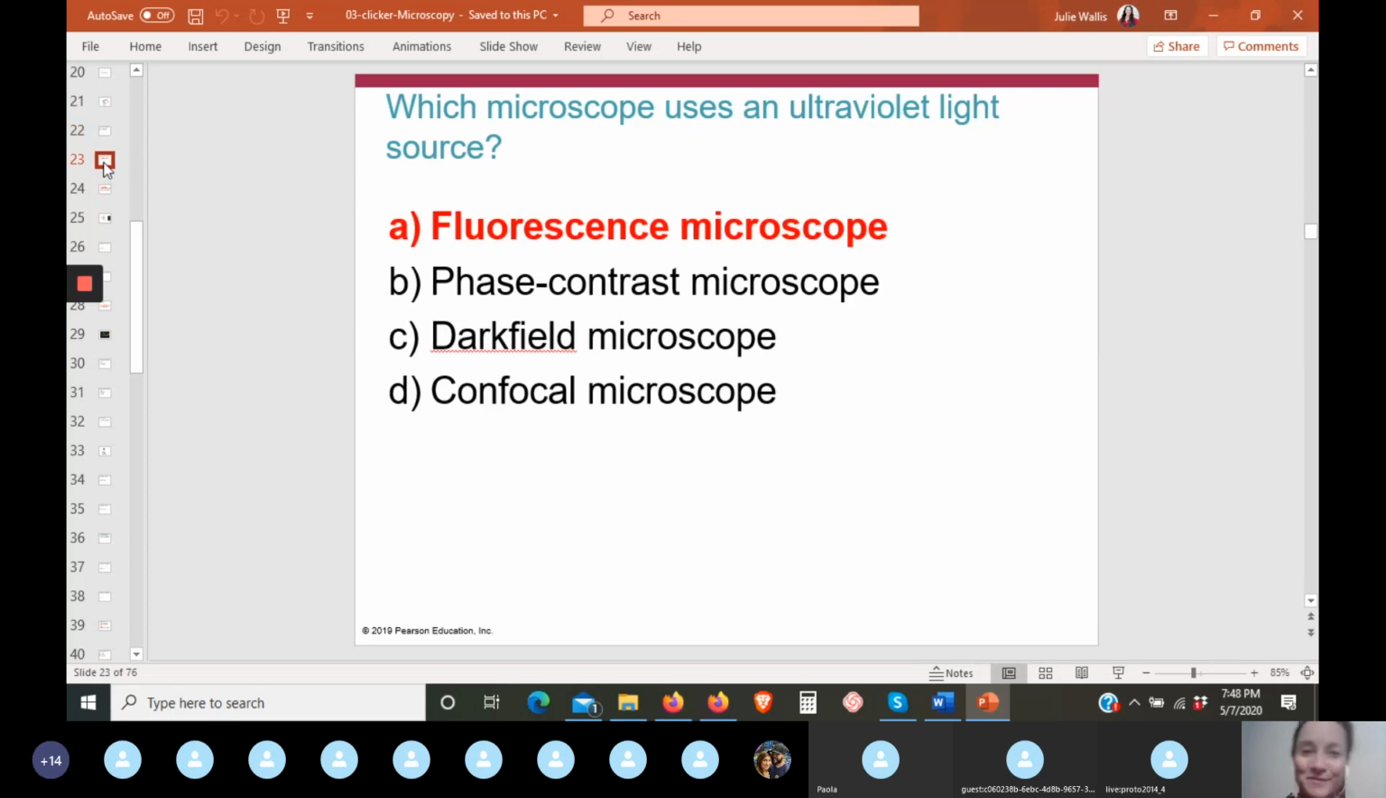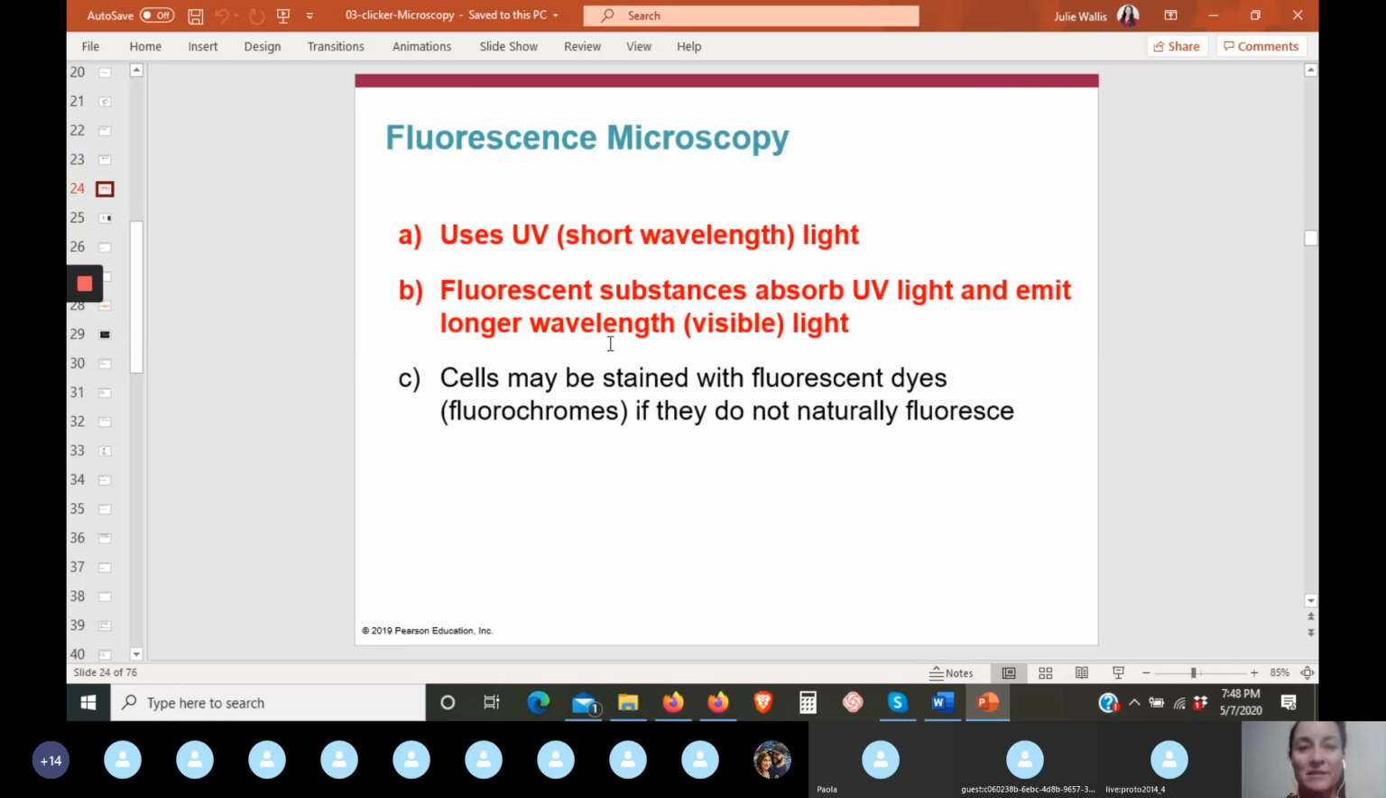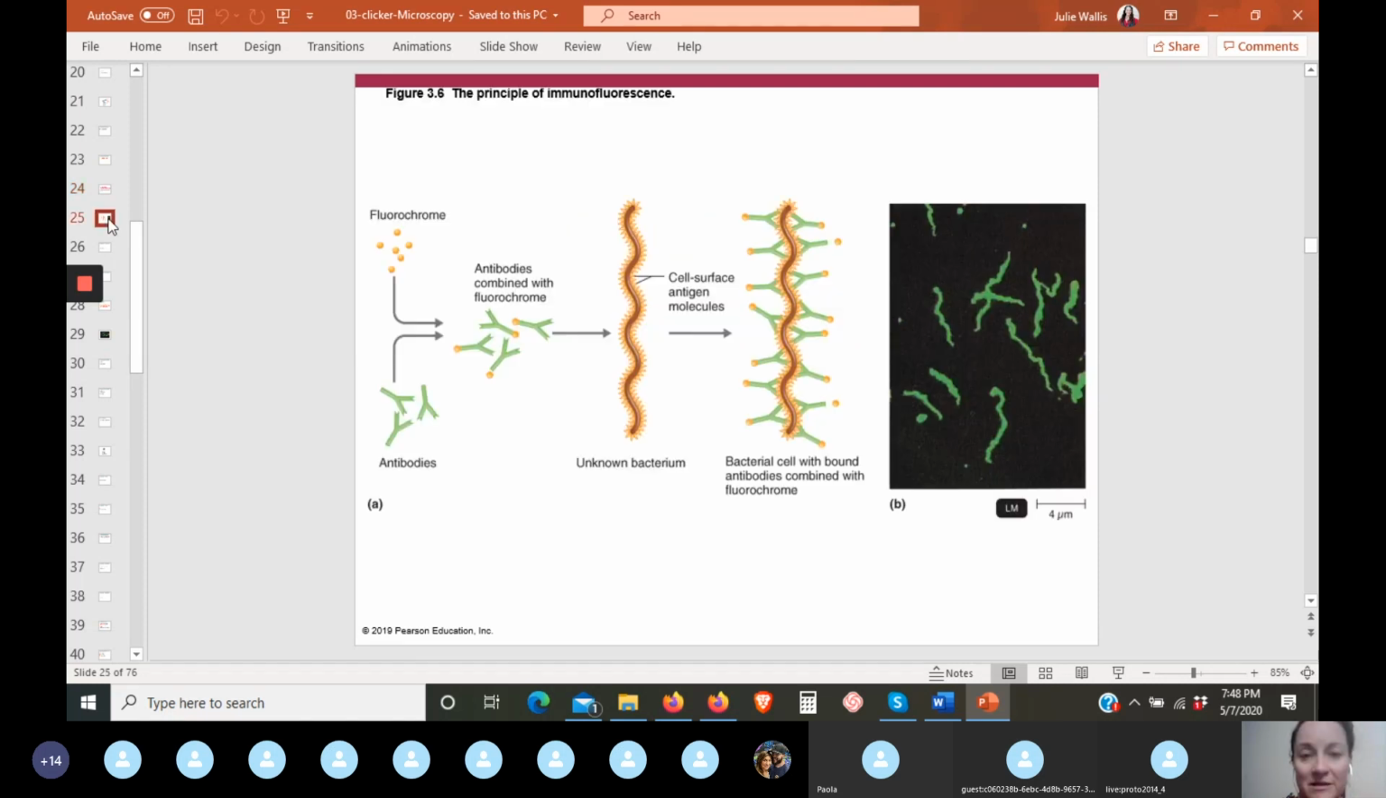Somebody says fluorescent microscope. That is correct. So fluorescent microscope is the one that uses UV light as the light source. And then there are fluorescent probes that are attached to something, usually an antibody, that binds specifically to a protein or a structure in the cell, like a key fitting into a lock, that allows us to visualize it. And the fluorescent probe will reflect off a color of light once the UV light has hit it.